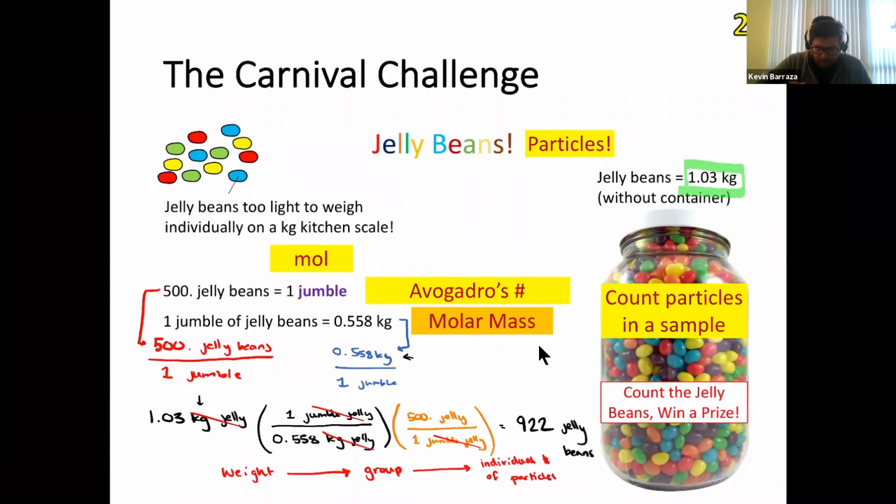And so by performing this calculation with jelly beans, we connect the analogy that our weight to group of particles will be one of these conversion factors, and our group to individual particles, well, we already know which one that is. That's going to be Avogadro's number, which connects a mole to this many particles. So we can see that in our calculations, we might be using Avogadro's number, which is symbolically N sub A. So that's kind of our idea here. And let me know if I'm going too fast, please.